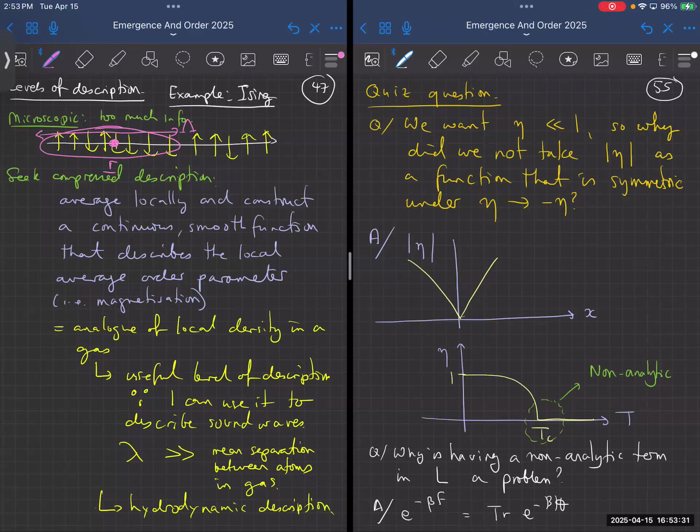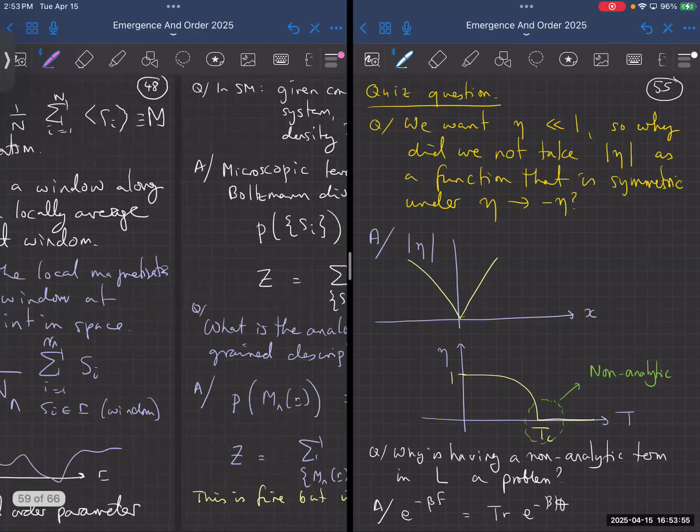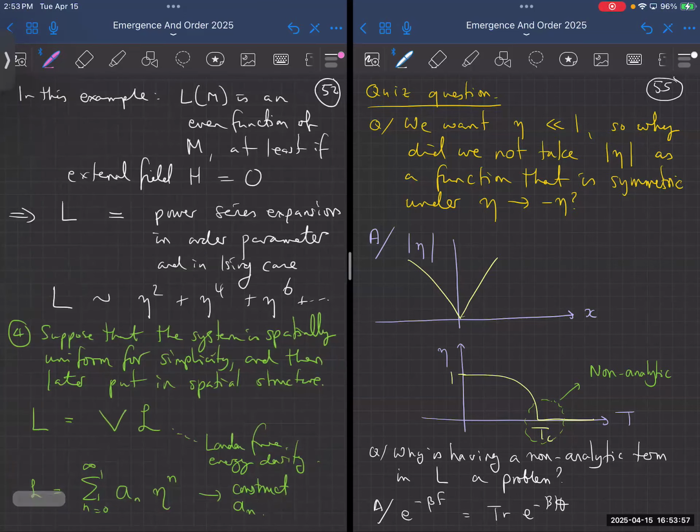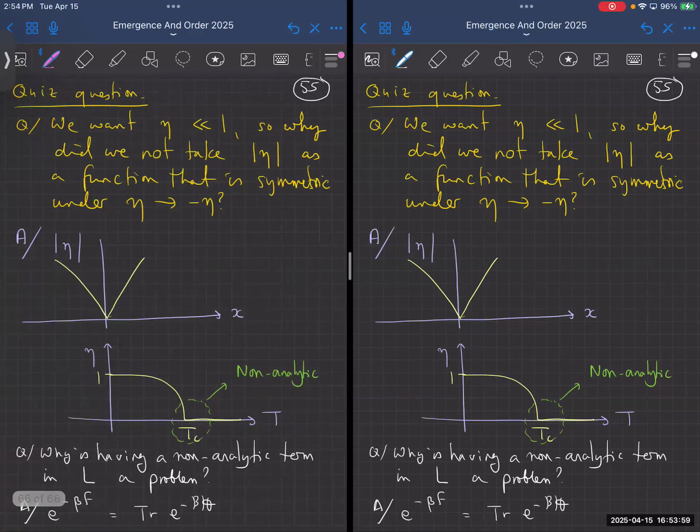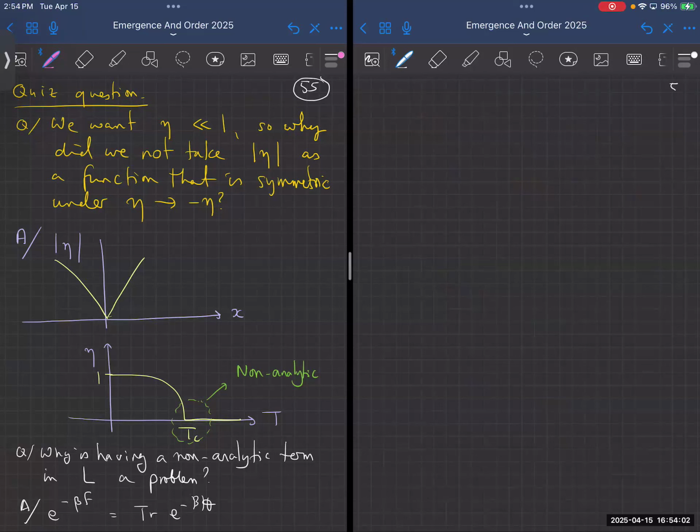So because my coarse graining region has a finite extent, I'm always summing up a finite number of factors, e to the minus beta times an energy, and so I have to get an analytic function. So when I compute what my Landau free energy is, it has to be analytic in the order parameter. So let me write that down, and then I want to go on. It's a very subtle point, but it's very important in the way that we construct these things.